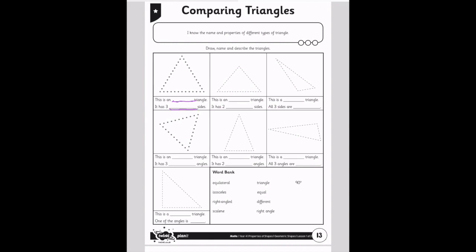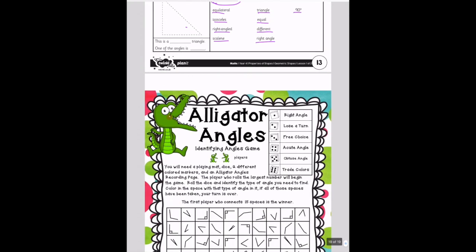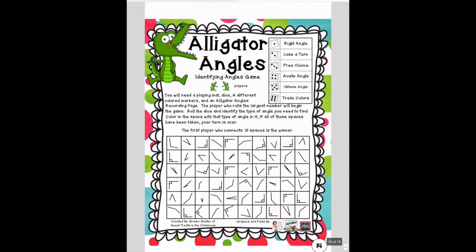So this has three what kind of sides? This is an equilateral triangle, right? So you're going to write equilateral right here, okay? And it has three what type of sides? Equal sides. So you're going to write equal there. Okay, so you're going to do that for all of the rest. Now, you can refer to this word bank down here and use these words to help you answer all of these questions.